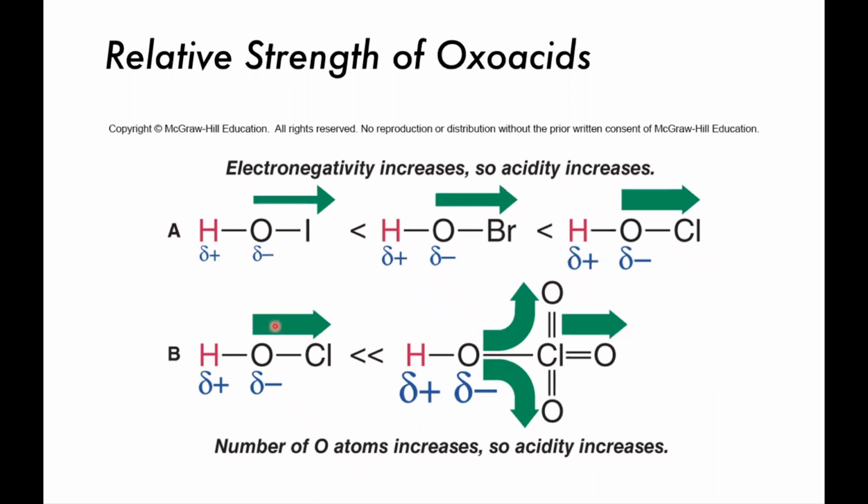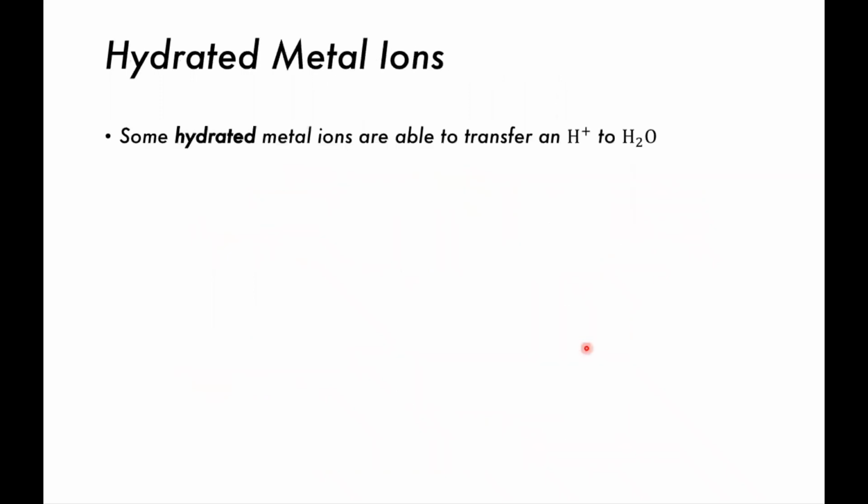And then here, as the number of oxygen atoms increases, so acidity increases. These green arrows indicate the direction of the electron pull away from the hydrogen. So this area is highly electronegative, and that means it's really, really easy to remove this proton, which means that we end up with a more acidic oxo acid with more oxygen atoms.